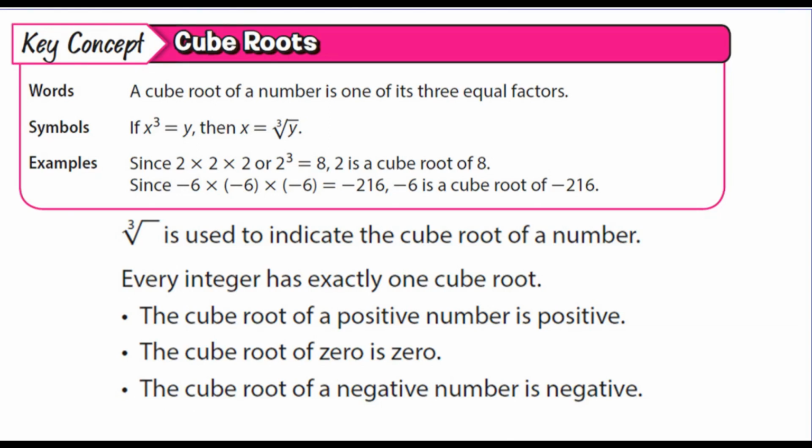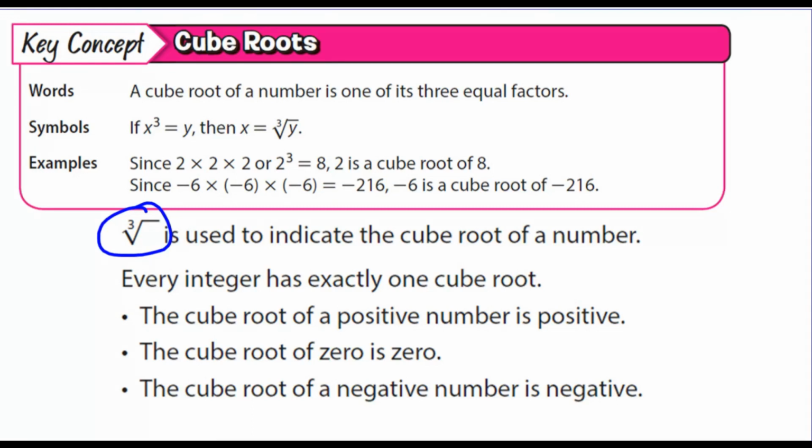And since -6 times -6 times -6 is -216, -6 is a cube root of -216. So a couple of things to note here about cube roots. Cube roots act a little bit differently than square roots, so we have to make a distinction here. Here is the symbol that is used for cube roots.